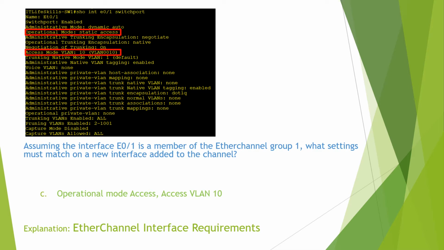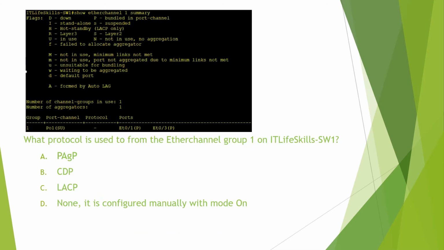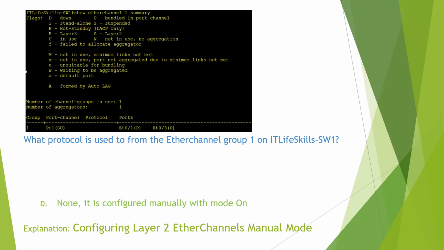EtherChannel interface requirements. The question reads, what protocol is used for the EtherChannel Group 1 on IT Life Skill Switch 1? As you can see from the screenshot, the protocol is dash, which means no protocol is used and it is configured manually with the mode on. So the answer for this question is D. You can find the detailed explanation for this question in the video. Configuring layer 2 EtherChannels manual mode.